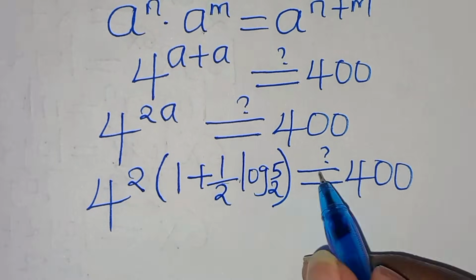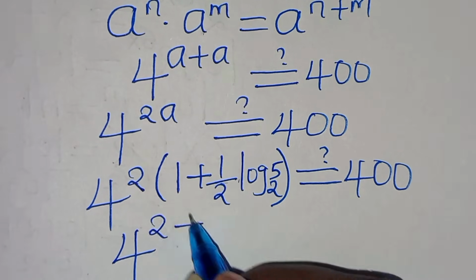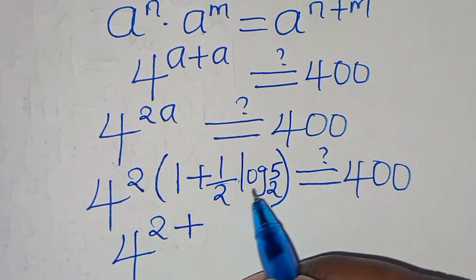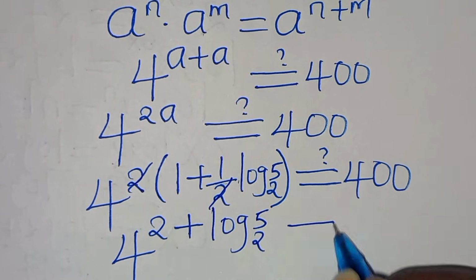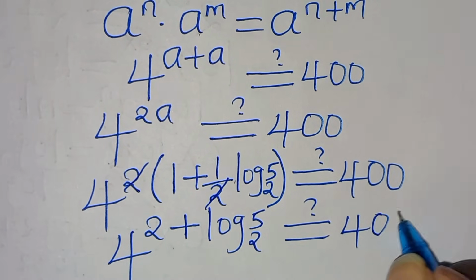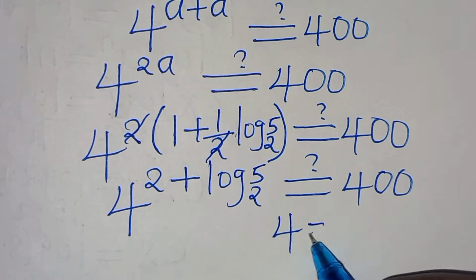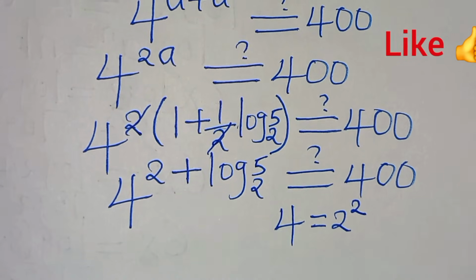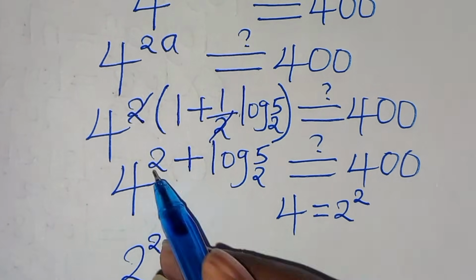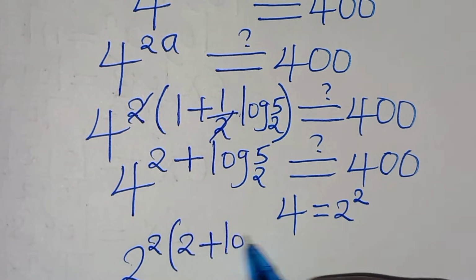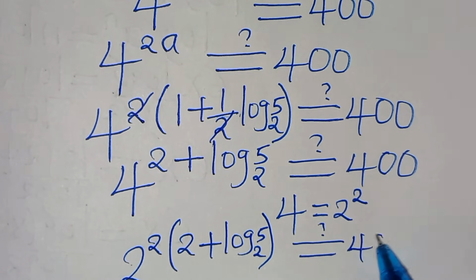So let's open the parentheses here so that we have 4 to the power of 2 times 1. This is 2. Then plus 2 times a half log 5 to base 2. 2 and 2 here simplifies. So we have log 5 to base 2. This is supposed to give us a value of 400. The next step from here, we can express 4 as 2 to the power of 2. So that now we have here 2 to the power of 2 into the parentheses, we have 2 plus log 5 to base 2, across the parentheses. This should give us a value of 400.